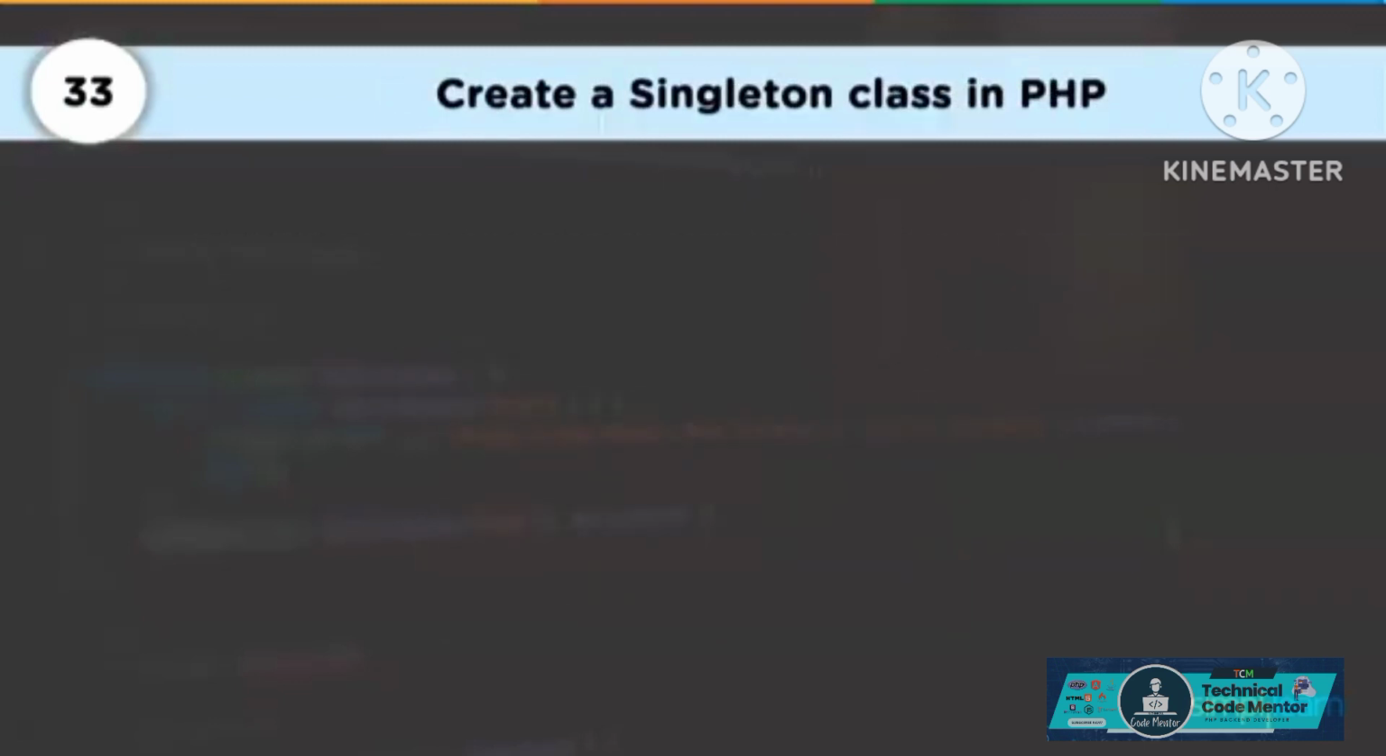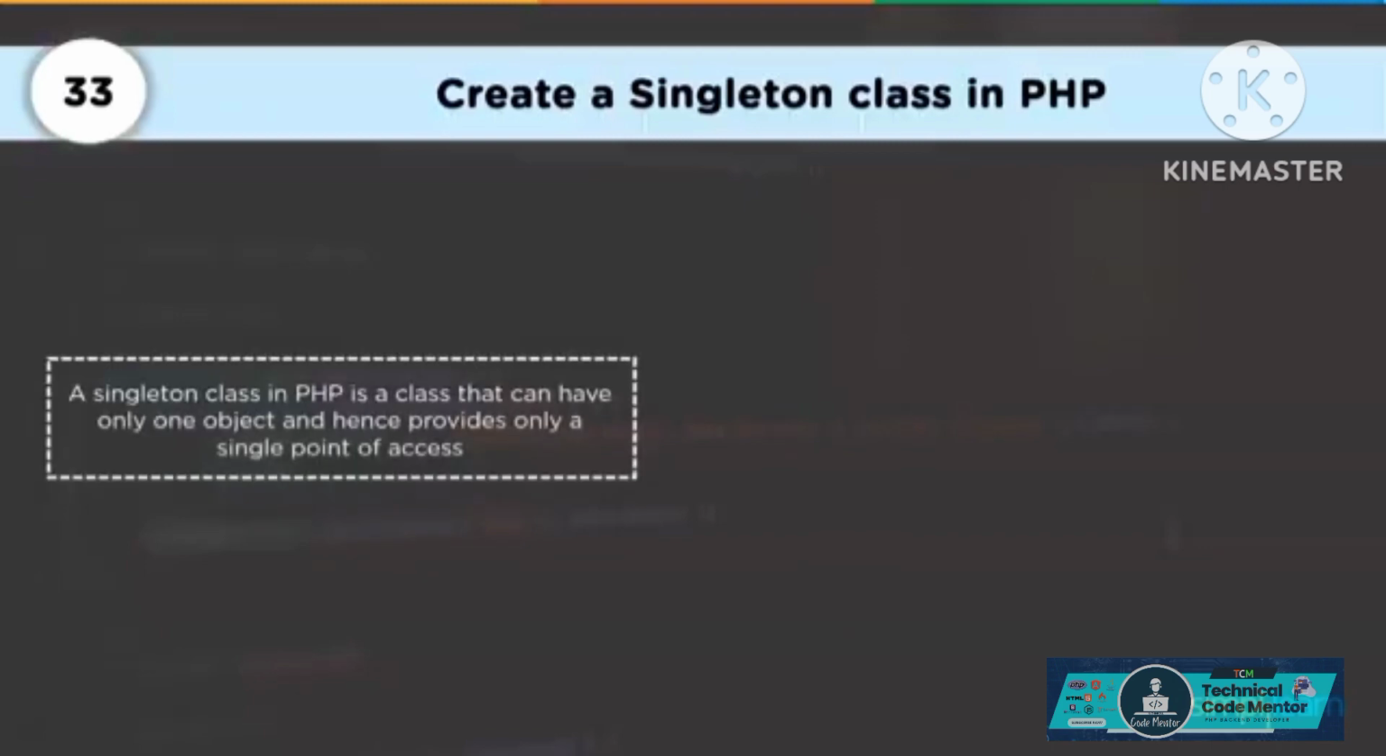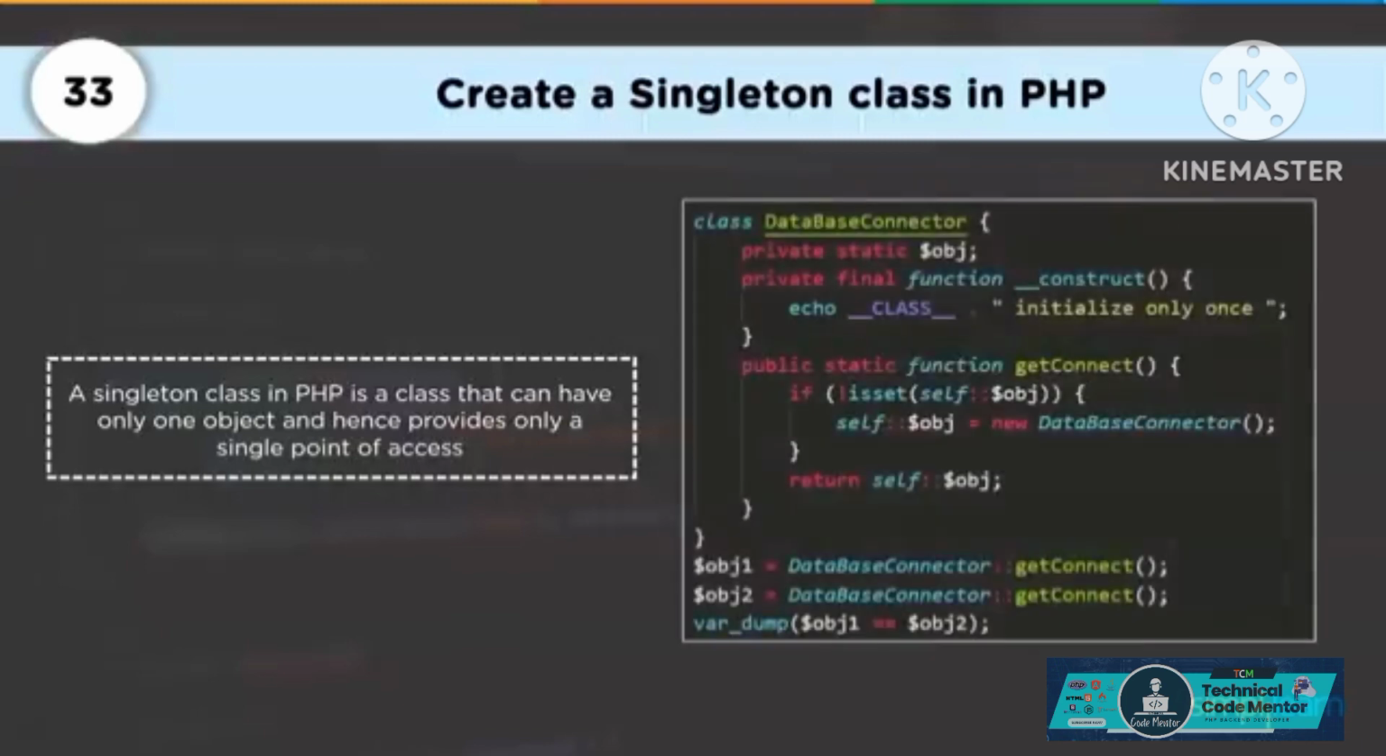Next question, create a singleton class in PHP. So how do we create a singleton class in PHP? Before that, let's have a look at what a singleton class is. Now, a singleton class in PHP is a class that can have only one object and hence provides only a single point of access. So generally in a class, you can create as many objects as you want, and it will in turn create different access points into that block of code. So in a singleton class, you can only create a single object, hence singleton.